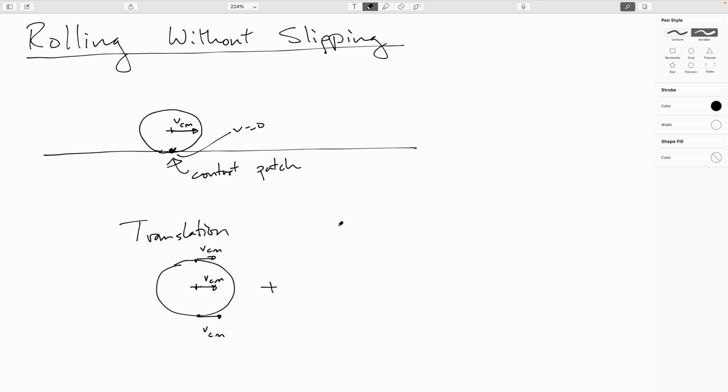So what we're going to do is add in the rotation. So this is rotation without translation. And what I realize is that for the rotation bit here, I need the tangential velocity here to equal the center of mass velocity. And while we're at it, that means that, say, here, the tangential velocity would equal the center of mass velocity.